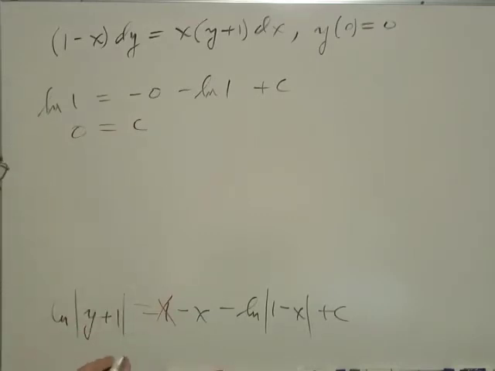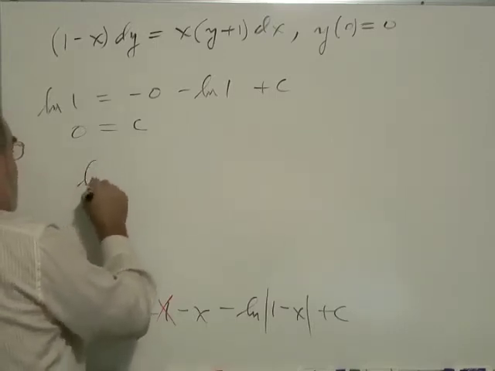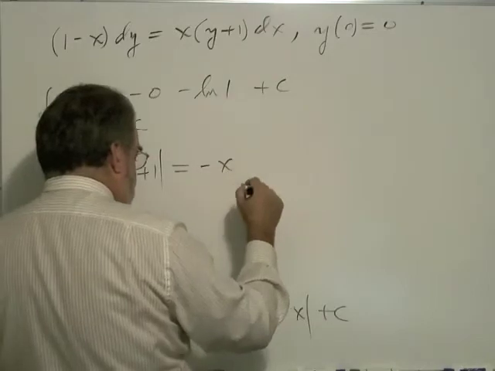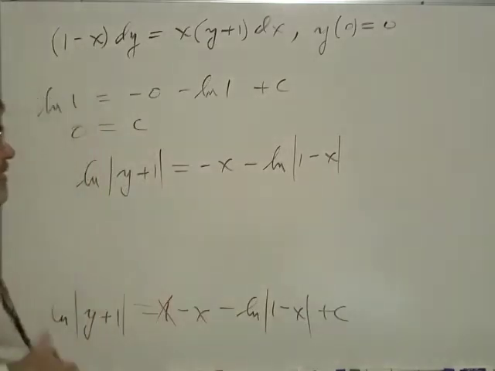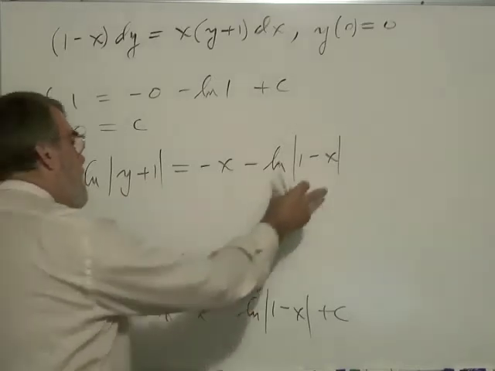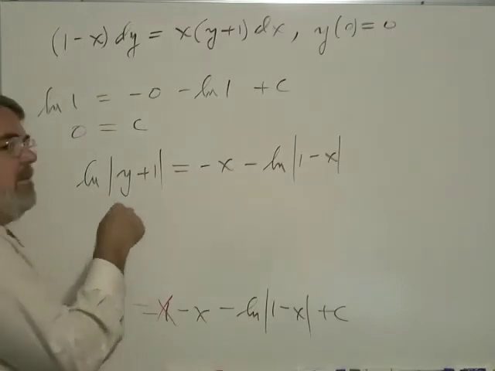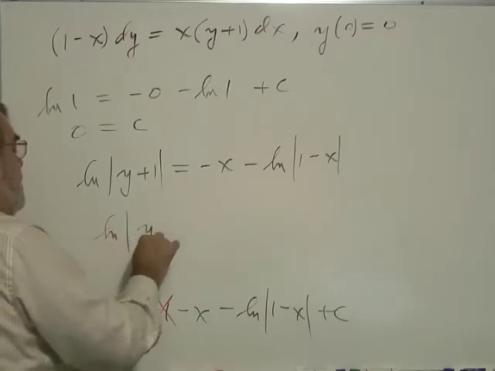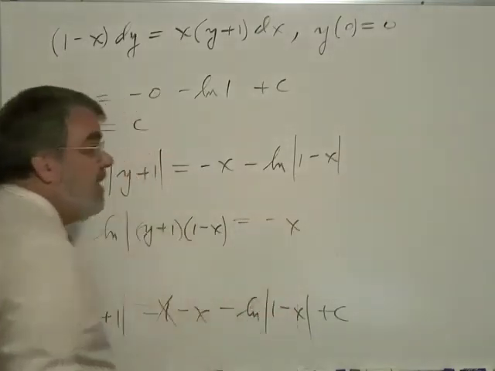So our additive constant ended up being 0, which means my answer, tentatively, is natural log, absolute value of y plus 1 equals minus x minus natural log absolute value of 1 minus x. C was 0, so I can ignore that. Now I'm going to get rid of that logarithm. If I add this to the left side to cancel it, I'll be adding logarithms. And the addition of logarithms is the logarithm of a product. So it becomes natural log of y plus 1 times 1 minus x equals negative x.